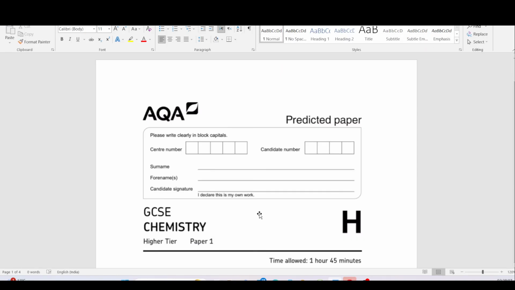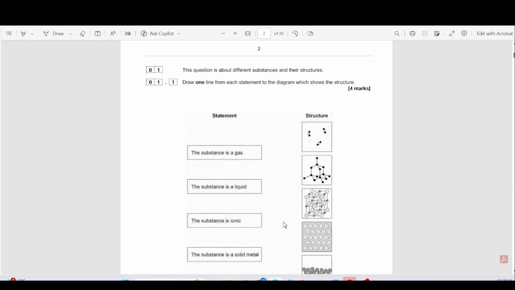Hello everyone. Today we are going to do a predicted paper for chemistry GCSE, and basically this is going to be a revision for the 2026 paper. Let's start with question 1. Question 1 is about different substances and their structure. It says draw one line from each statement to the diagram which shows the structure.